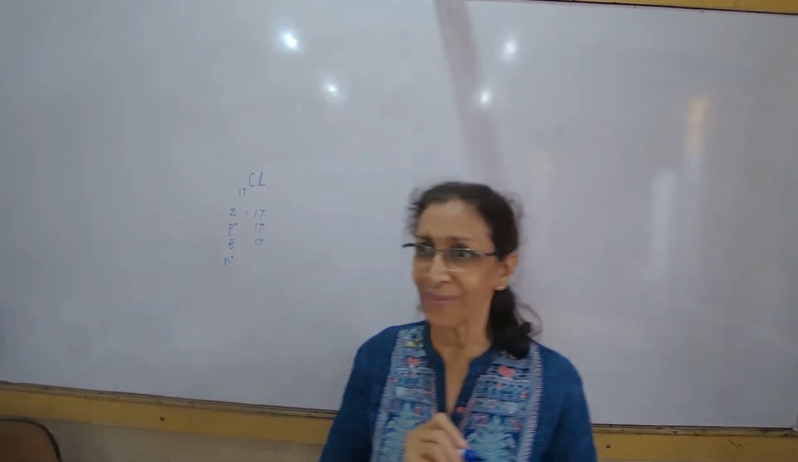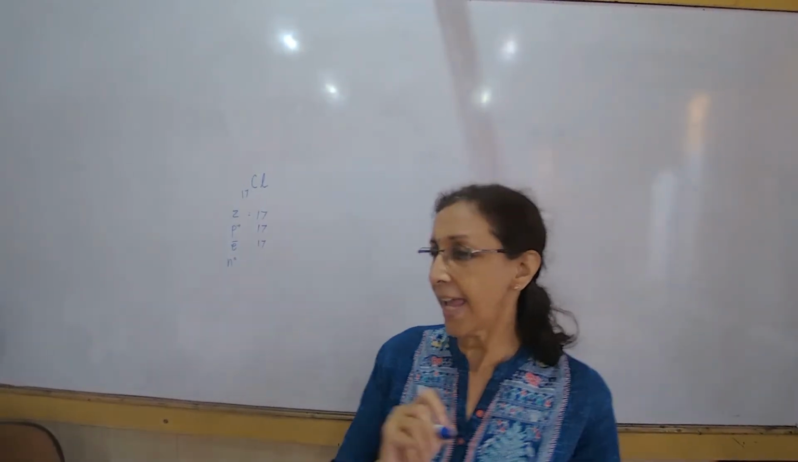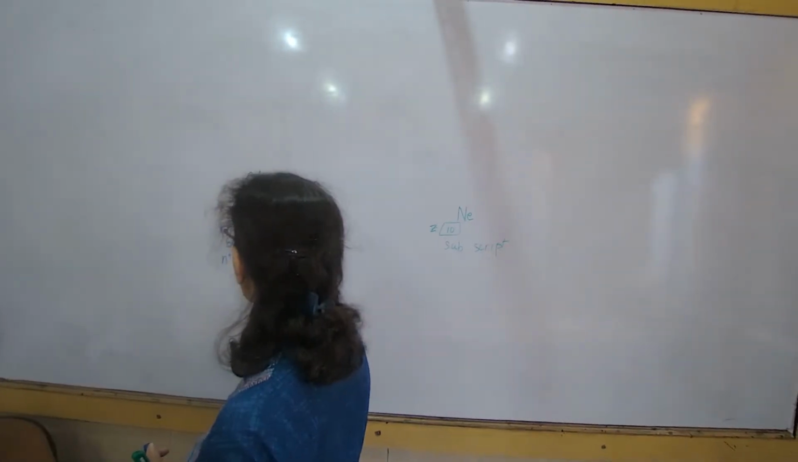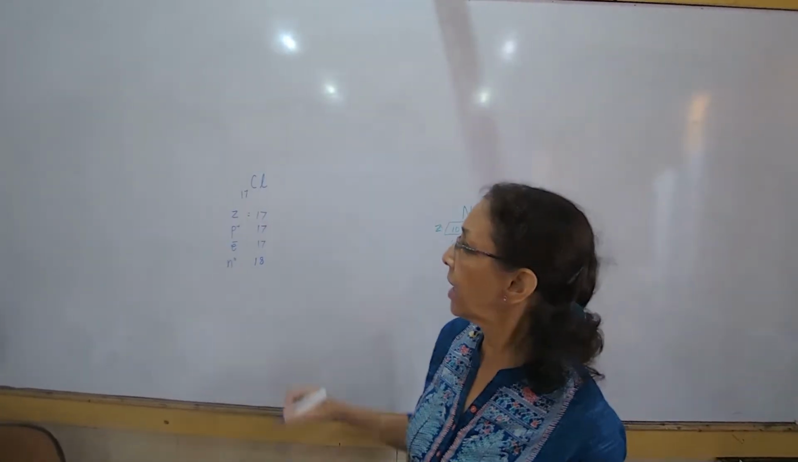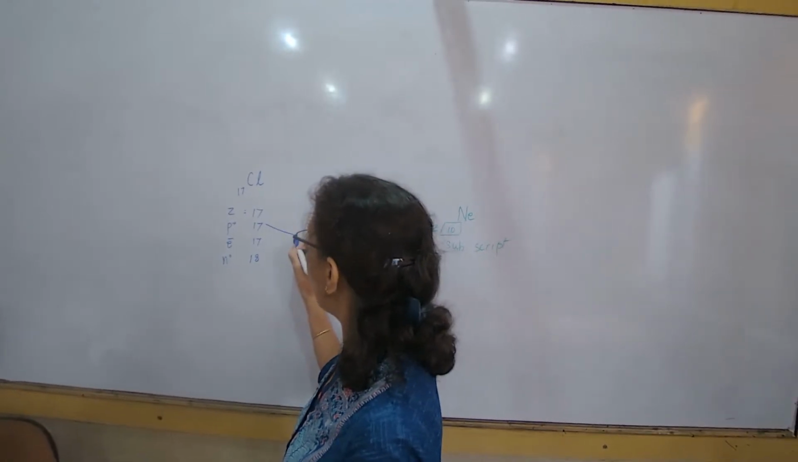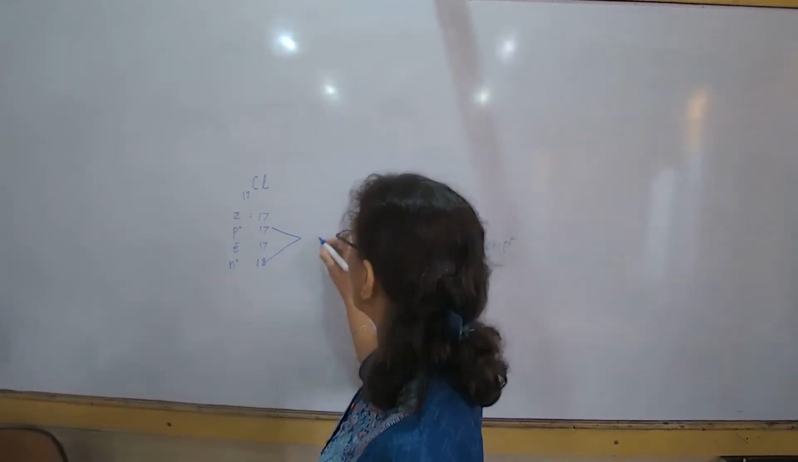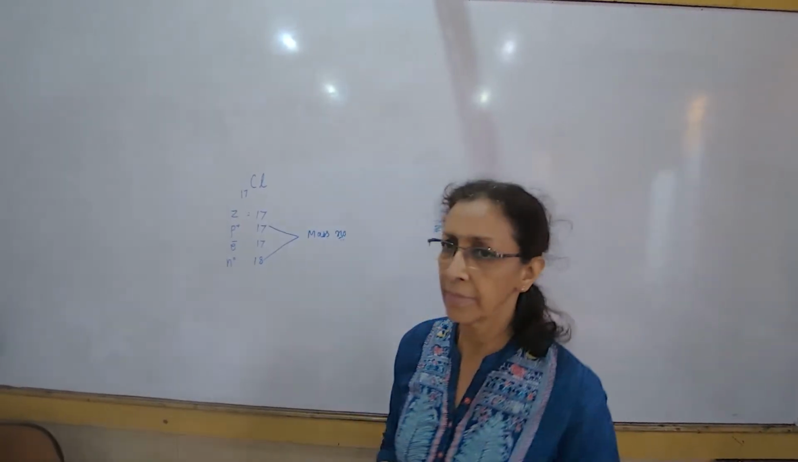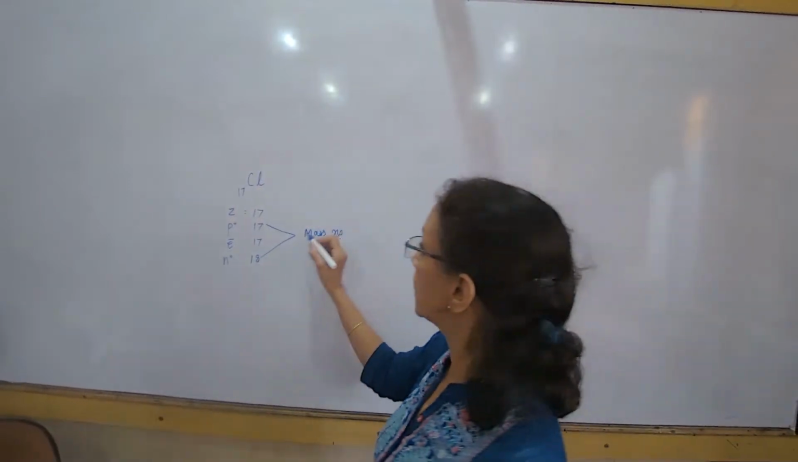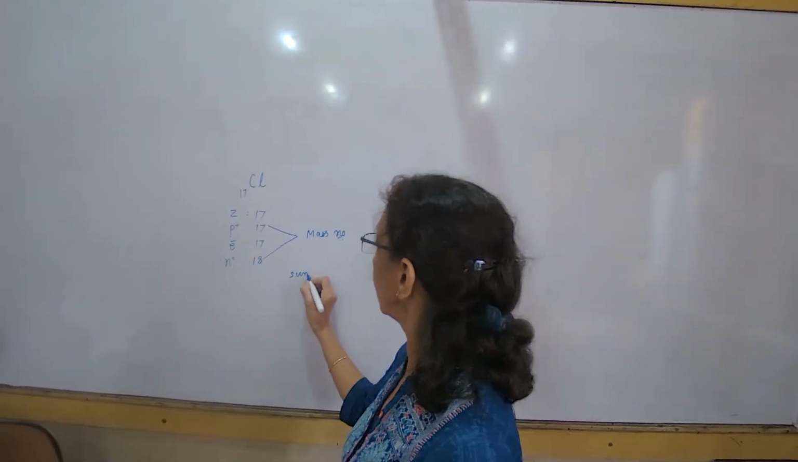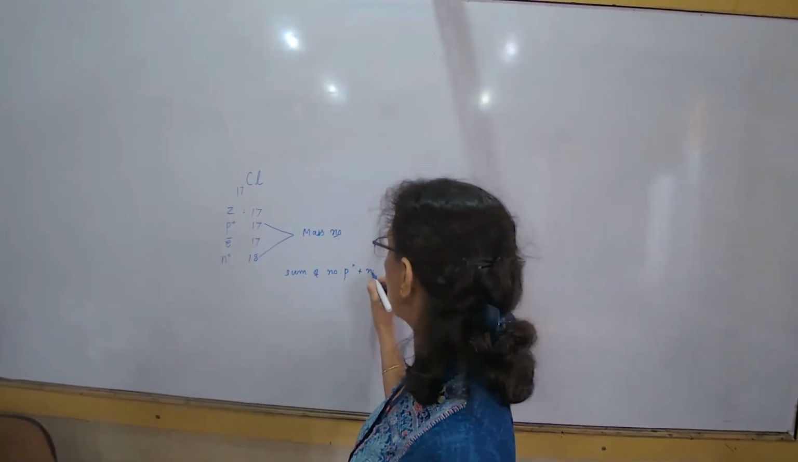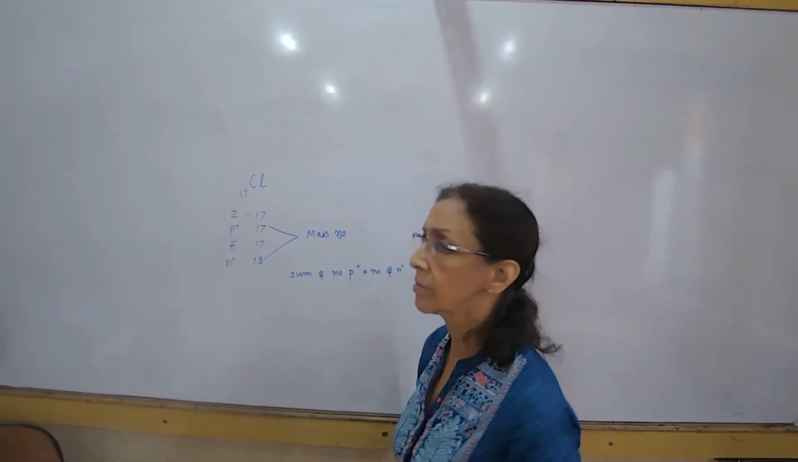N we do not know. N sometimes can be 17, it can be 18, etc. In this particular case, the number of neutrons N is 18. So the sum of protons and neutrons is what is known as your mass number. It is the sum of the number of protons and the number of neutrons.